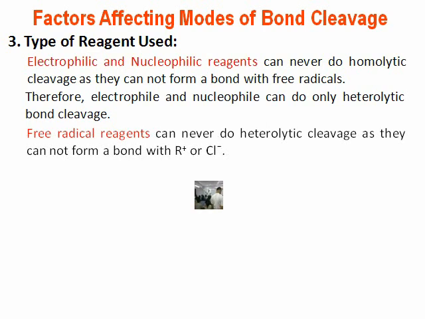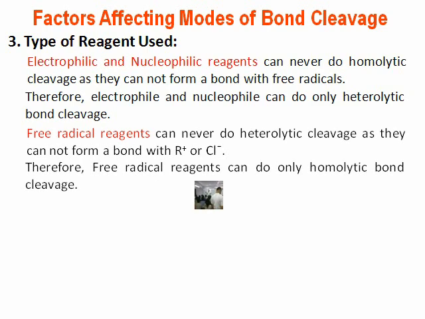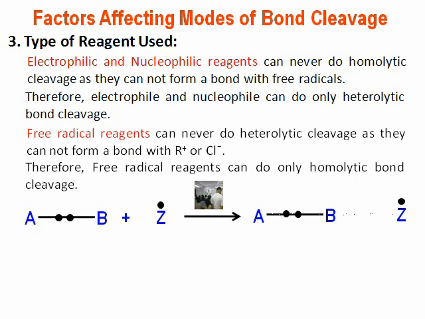Free radical reagents can never do heterolytic cleavage because they cannot form a bond with R plus or R minus. Therefore, free radical reagents can do only homolytic bond cleavage. Let us see AB molecule and a radical Z. Now, Z can either combine with B atom in this way. So, homolytic cleavage of AB will take place, B will combine with Z, A will get the unpaired electron.